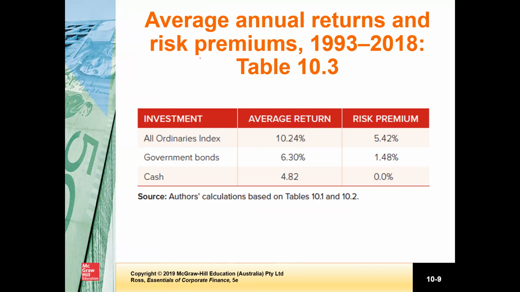And these are average return and risk premium. So you can see that the risk premium for this risk-free investment is 0 because you don't get any premium. It's virtually risk-free. Government bonds provided 1.48, and the All Ordinaries index had a risk premium of 5.42. Now, I just gave government bonds as an example of a risk-free security, but as I said, government bonds are free of default risk.